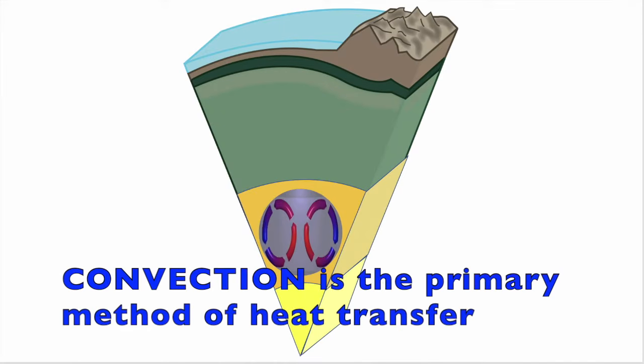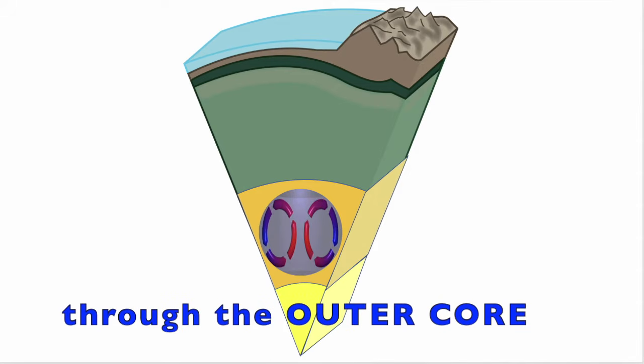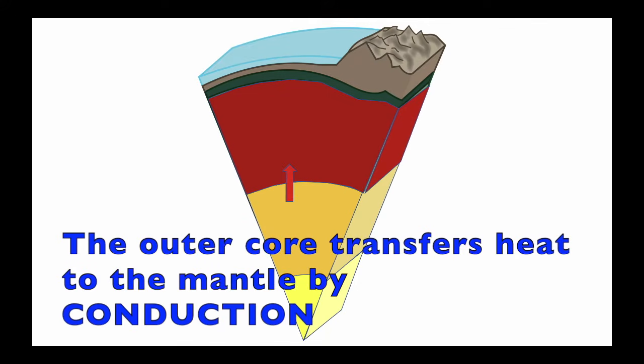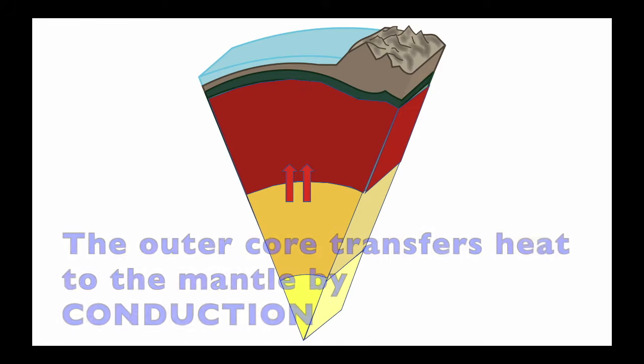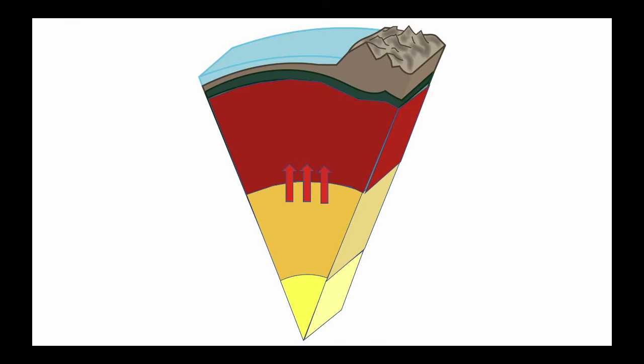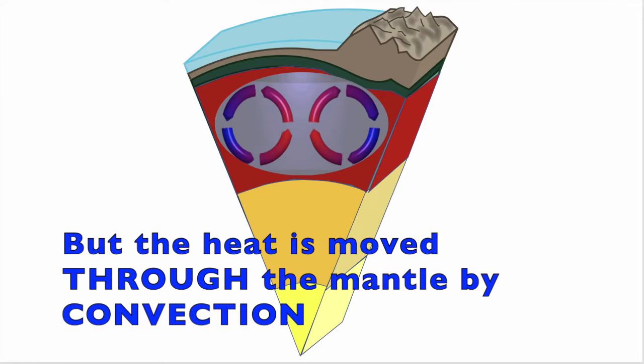The outer core is liquid. Convection is the primary method of heat transfer through the outer core. However, the liquid outer core is much denser than the mantle, and the materials from those two layers don't mix. Hence, the outer core transfers heat to the mantle by conduction. As for the mantle, the lower mantle is heated directly by conduction from the outer core, but the heat is moved through the mantle by convection.